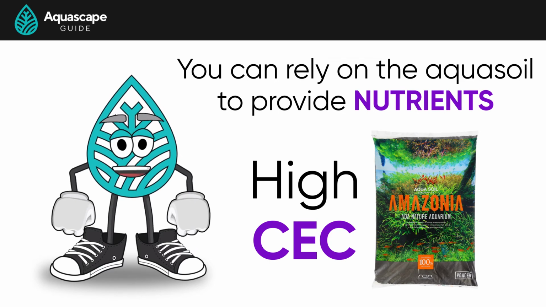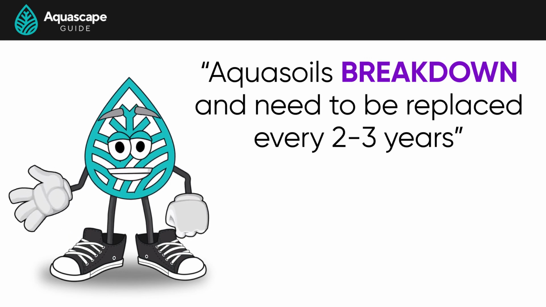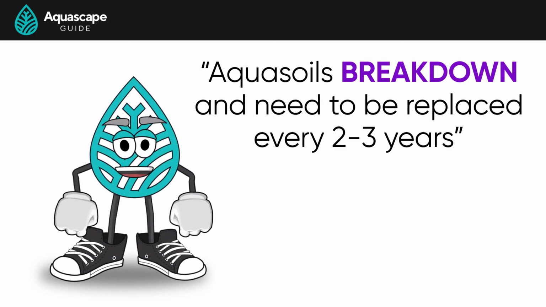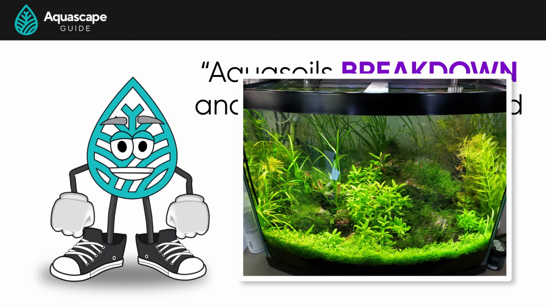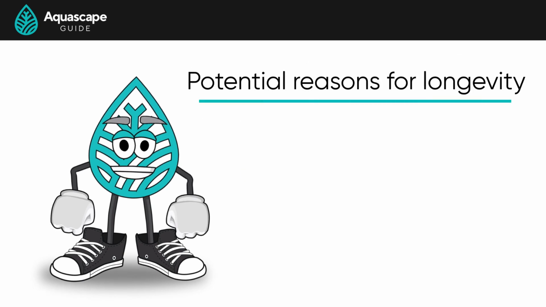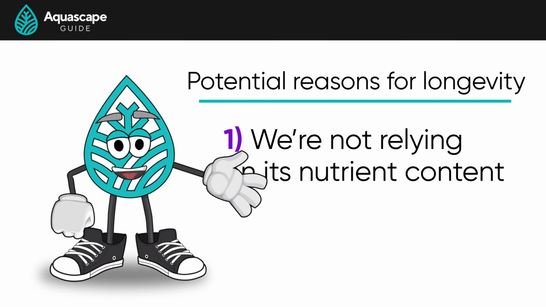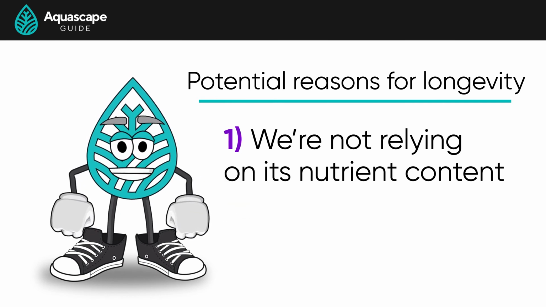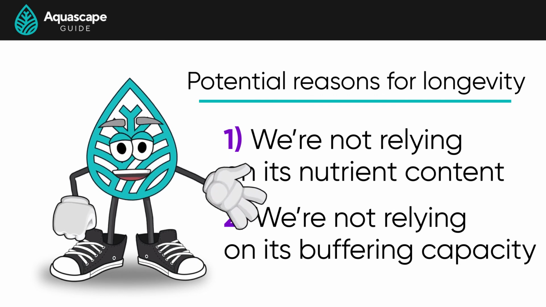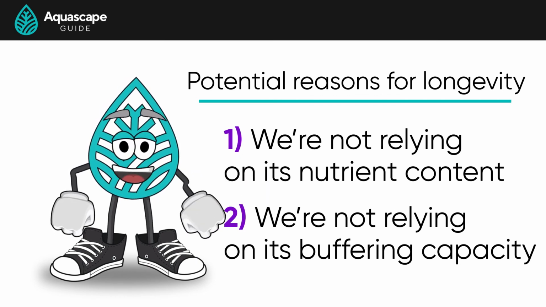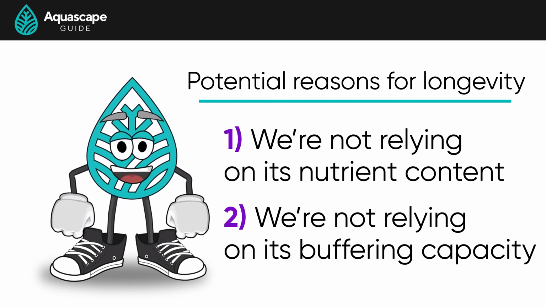Now I want to be super transparent. There's this argument against aqua soils, that is that they break down and need to be replaced every couple of years. But we've had a tank with Fluval Stratum running in it for almost 6 years at this point, and the aqua soil is still intact. My best guess on why it hasn't turned to mush yet is, 1, we're not really relying on the nutrients that are packed inside of the aqua soil, so the substrate is not breaking down due to nutrient exhaustion. And 2, we don't really rely on the soil's buffering capacity to soften the water. We adjust the water before it goes into the tank to make sure the GH, KH, and pH are all where they need to be.